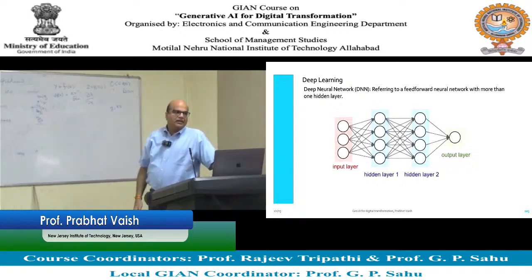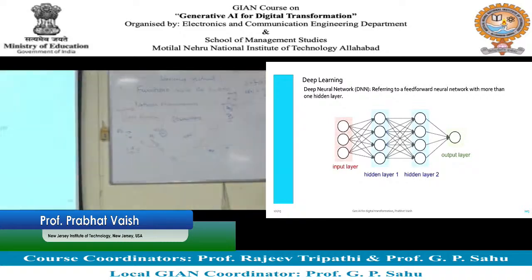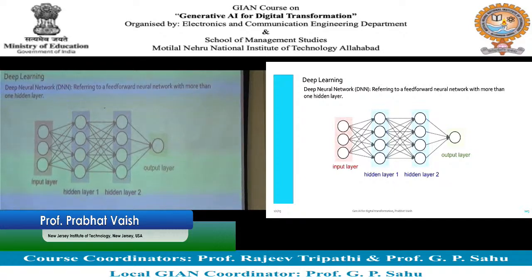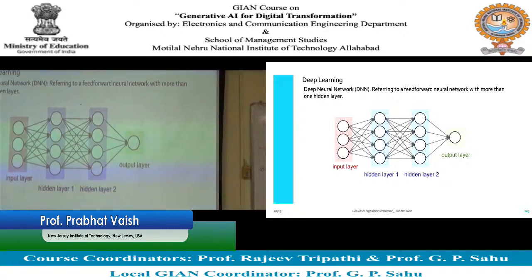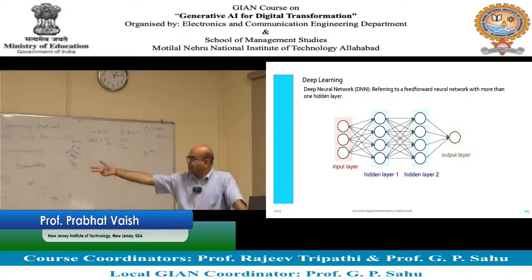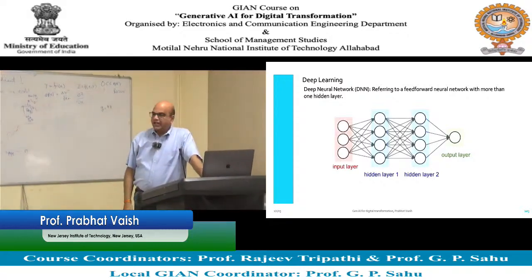So if you introduce more and more hidden layers, we end up with what we call deep learning. Deep learning is simply saying that your neural network has more than one hidden layer. That's what it is. The input layer is not counted. If you have no hidden layer, you have a one layer network. If you have, in this case, two hidden layers, then you have a 3-layer network here.